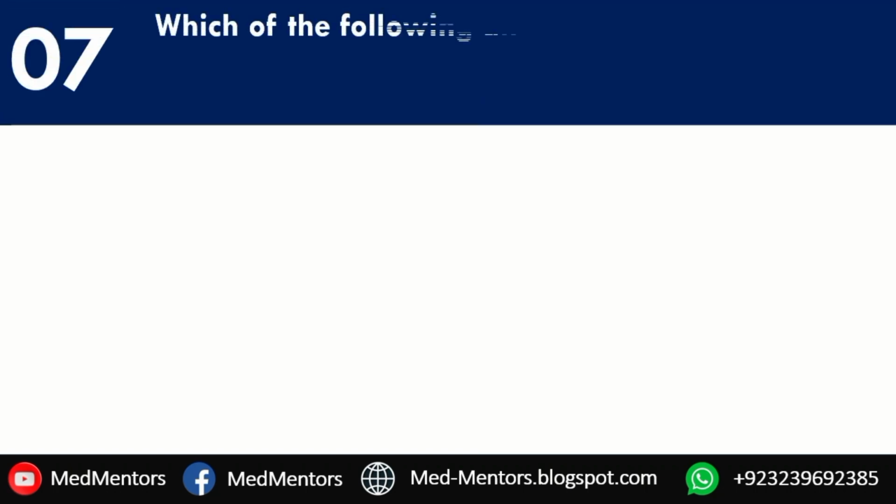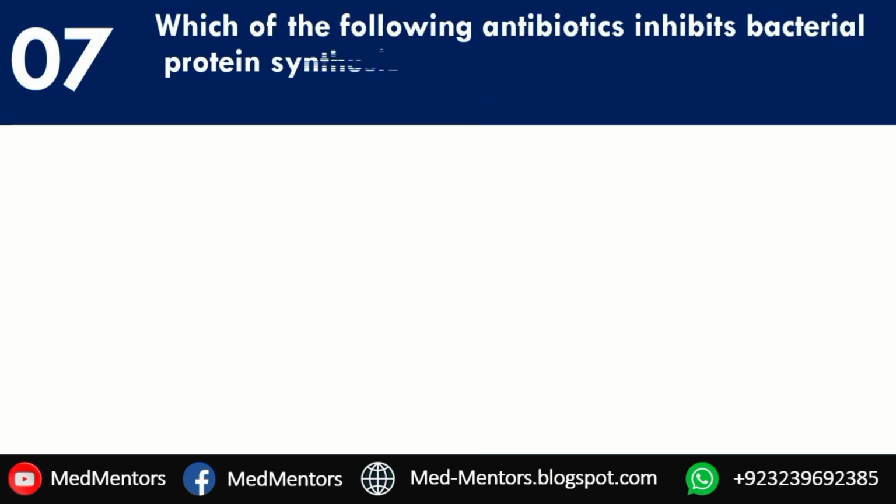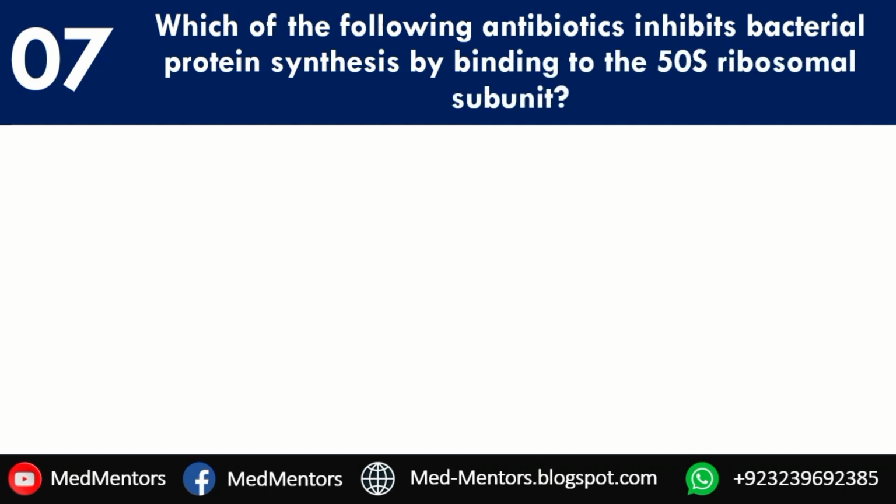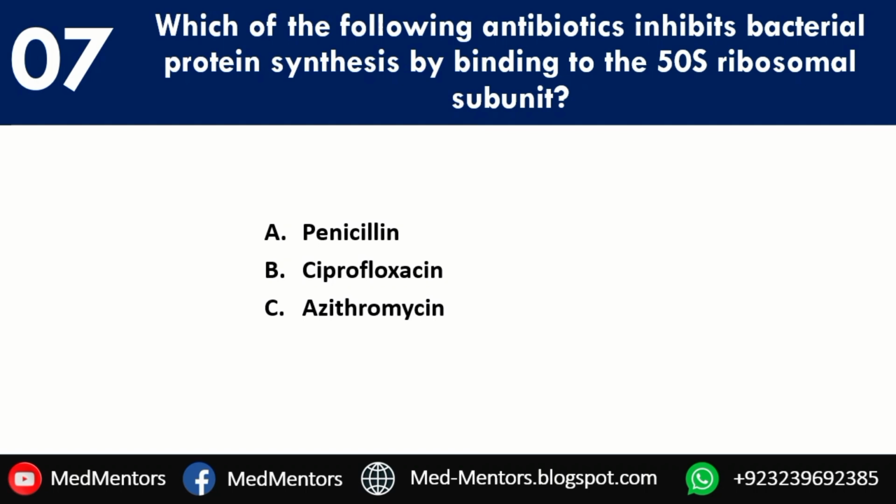Number 7. Which of the following antibiotics inhibits bacterial protein synthesis by binding to the 50S ribosomal subunit? A. Penicillin. B. Ciprofloxacin. C. Azithromycin. And D. Doxycycline. The correct answer is azithromycin.